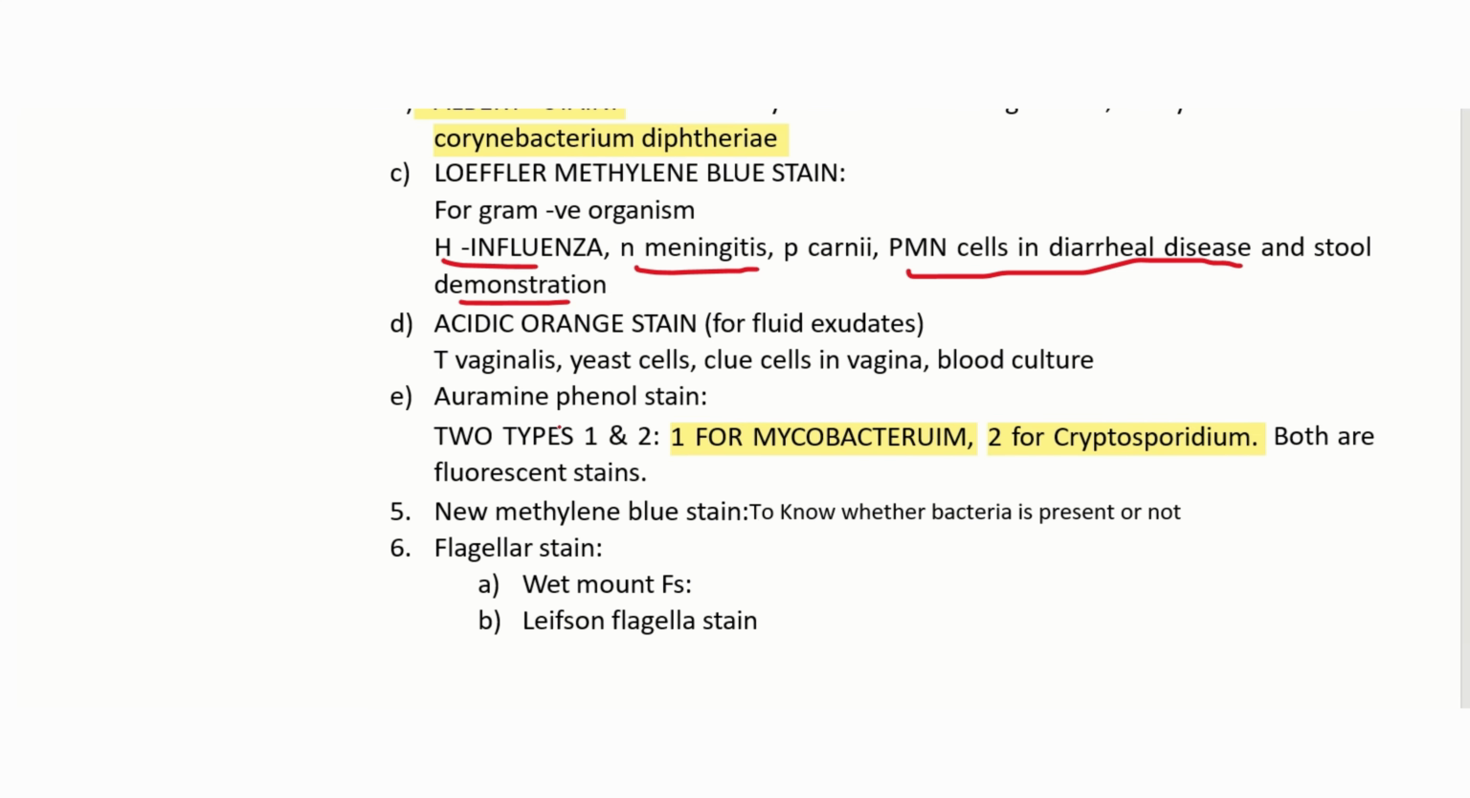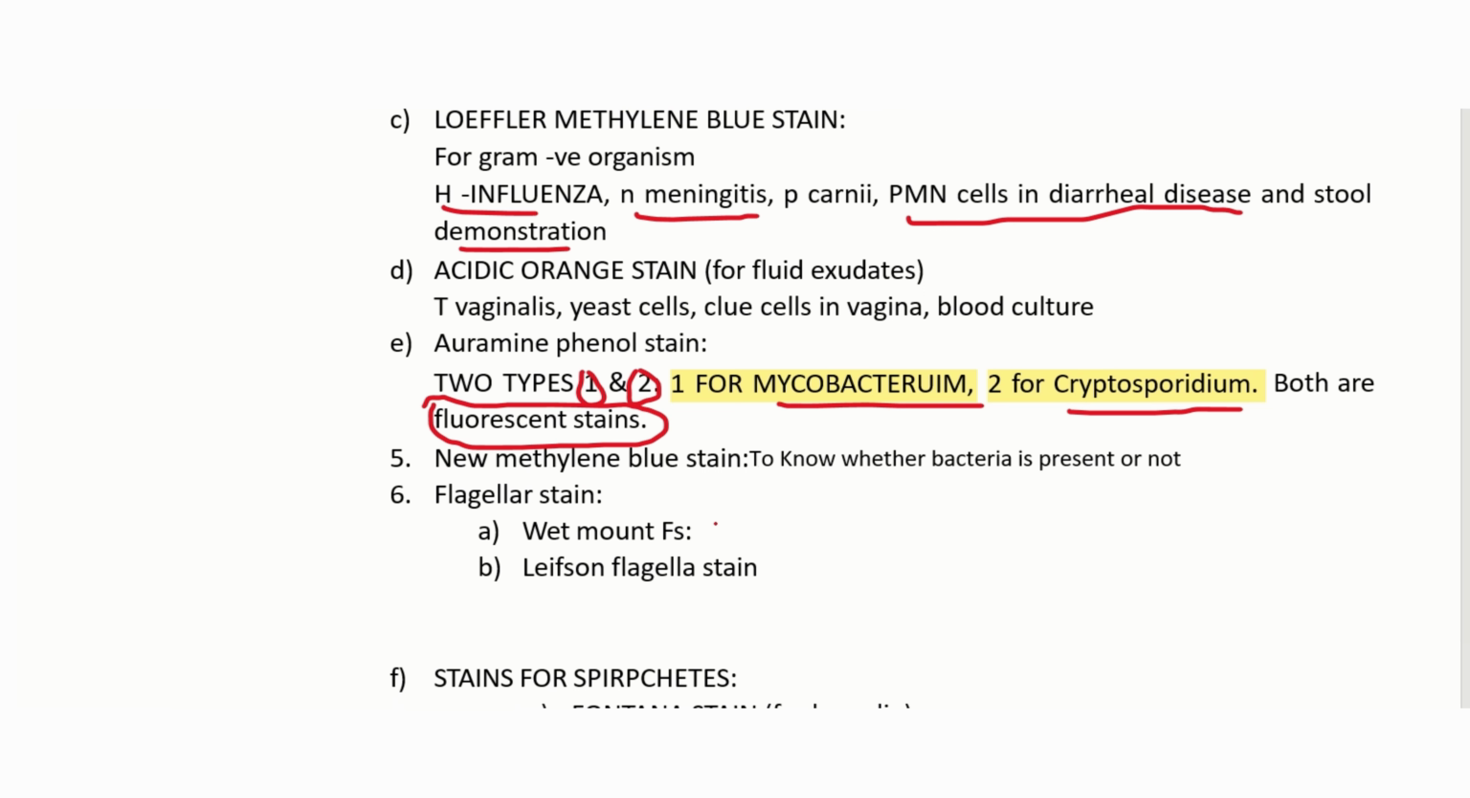Okay. Auramine phenol stain is usually a fluorescent stain. Okay, there are two types, one and two. The one is used for Mycobacterium and the two is used for Cryptosporidium. Both are fluorescent stains. Okay, next is NMB stain, that is new methylene blue stain. It is used just to know whether the bacteria is present or not. New methylene blue stain.